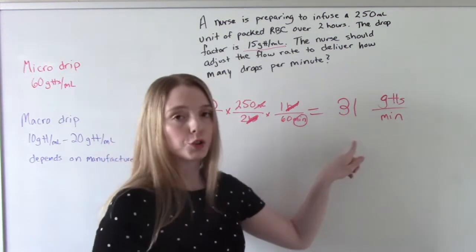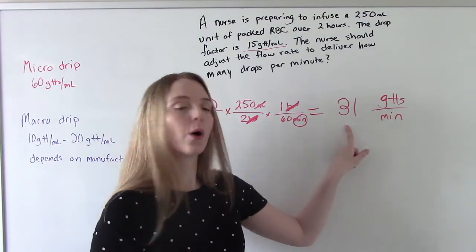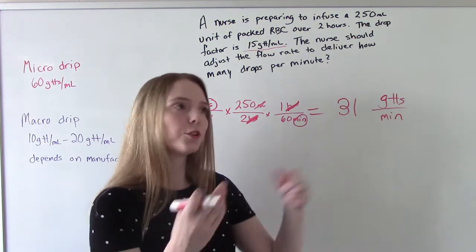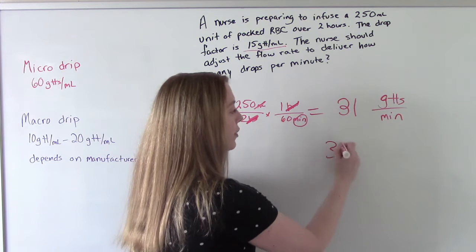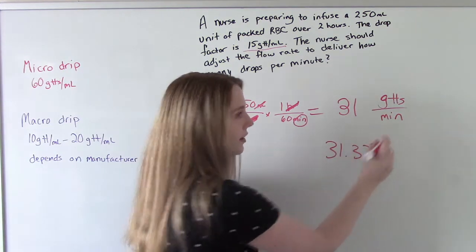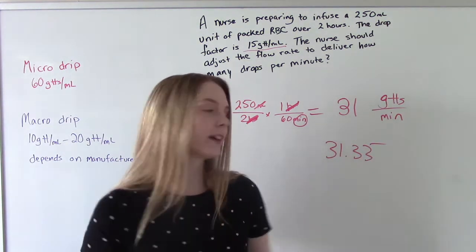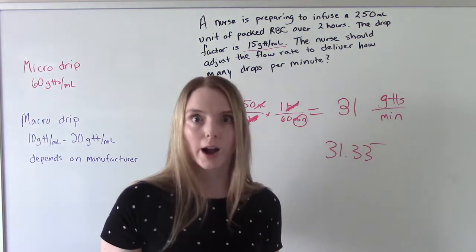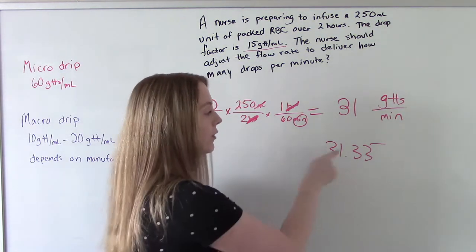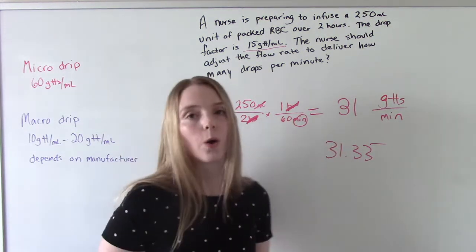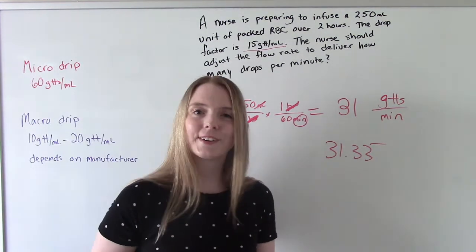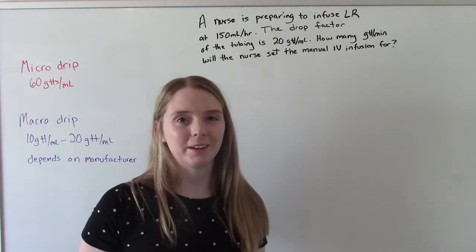One thing about these drips per minute, they always have to be whole numbers. So if you punch this in and you got 31.333, etc., that's not accurate, okay? Because you can't give 0.3 of a drop, right? So you would just round this to 31. You would round this to a whole number. Let's do another one.